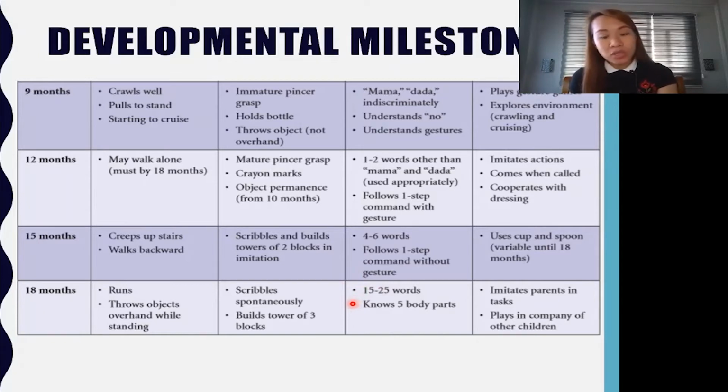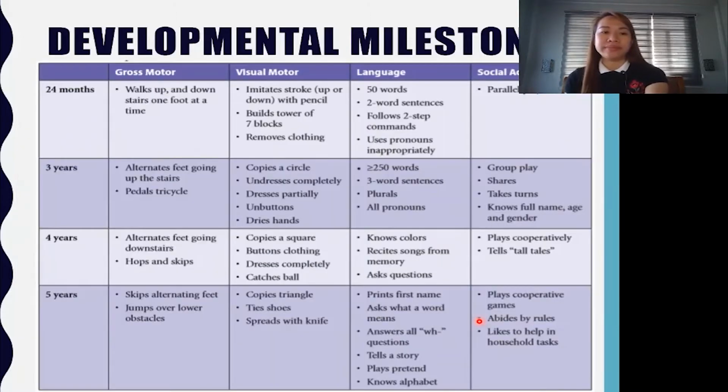Saan ang eyes, nose, ears, mouth? They can already know. They can already answer that at the age of 18 months. They can imitate parents in tasks. They see you washing clothes, they also want to do that. Di ba, parang ang kulit-kulit nila kasi they are now turning 2 years old or a toddler. And they play in the company of other children.